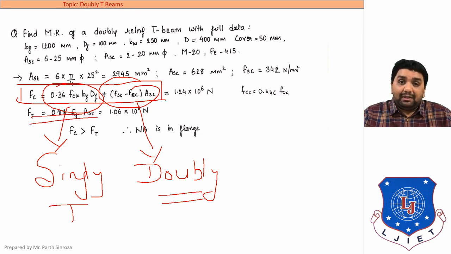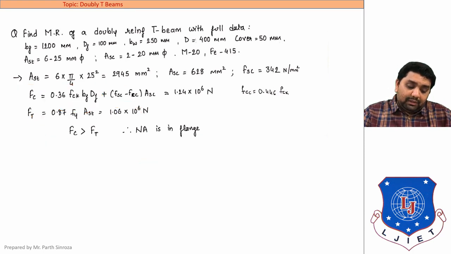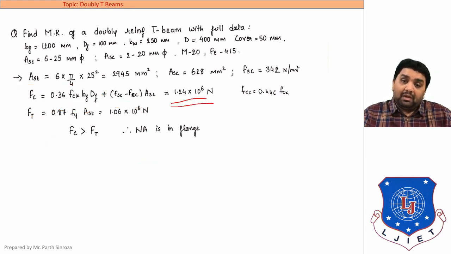If it is asked for doubly T-beam, we just need to add the amount of the steel content that has been added to the compression portion and the force due to it. It will be FSC minus FCC into ASC. So solving it, we will get an answer 1.24 into 10 raised to 6 Newton. And now we need to find FT. FT will be calculated from the same method, that is 0.87 FY AST. It comes out to be 1.06 into 10 raised to 6 Newton.